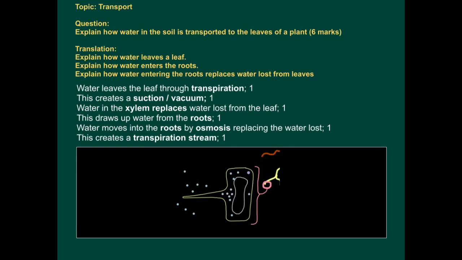We effectively have set up a system where we have a continual flow of water as a solid column, like liquid being sucked through a straw. So this creates a transpiration stream. That would cover all 6 marks.